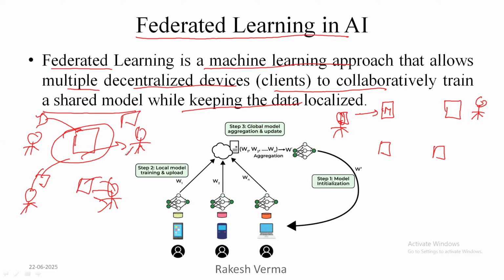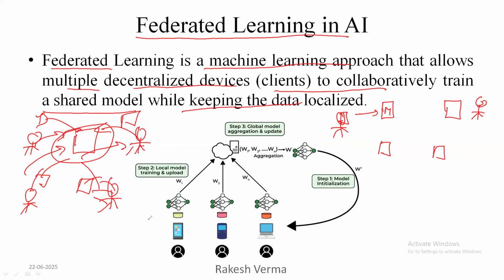So this takes too much time, and uploading and downloading take more computation. So what happened? Basically, the model is placed on one central place, and individual users try to train the model on a centralized level. So it's centered at one point.